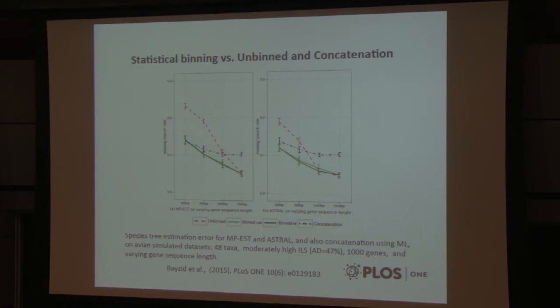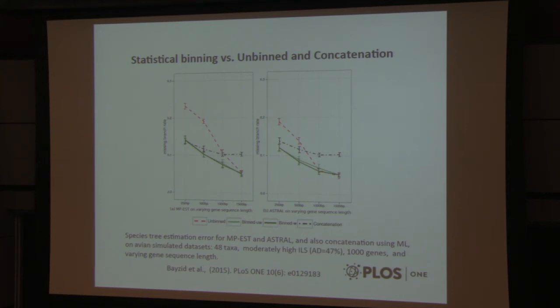As you make the sequences longer, the gene trees that you start with are better. Okay? If they're very short sequences, then they're very bad gene trees. As you make them better, then you get better gene trees, and the binning doesn't help. What you can see is that unbinned is red. It's much worse than binned, right? So binning is improving the species trees. Concatenation starts off here, so it's better than unbinned, and then it's worse. So this combination of statistical binning is better than both concatenation and the unbinned version.